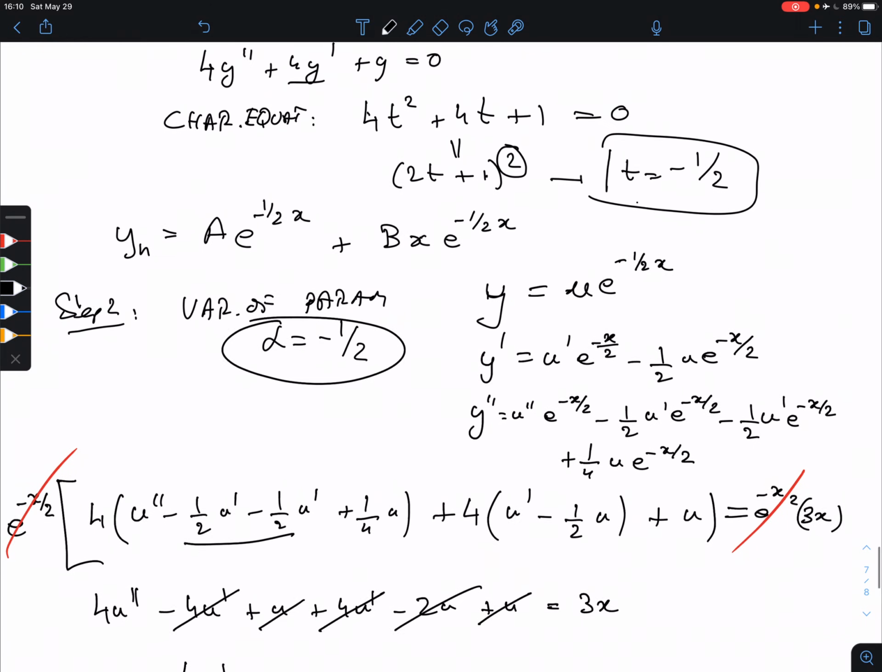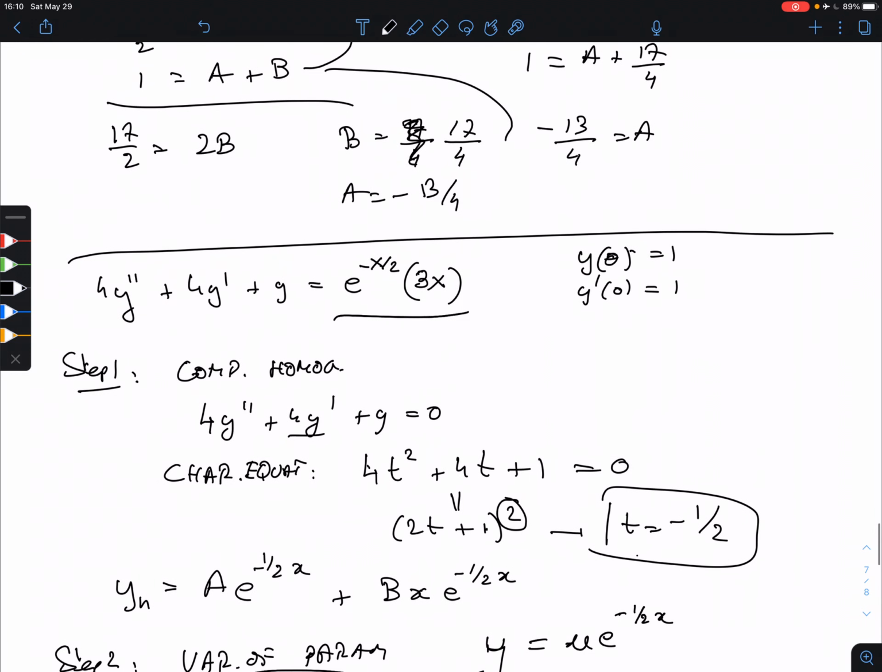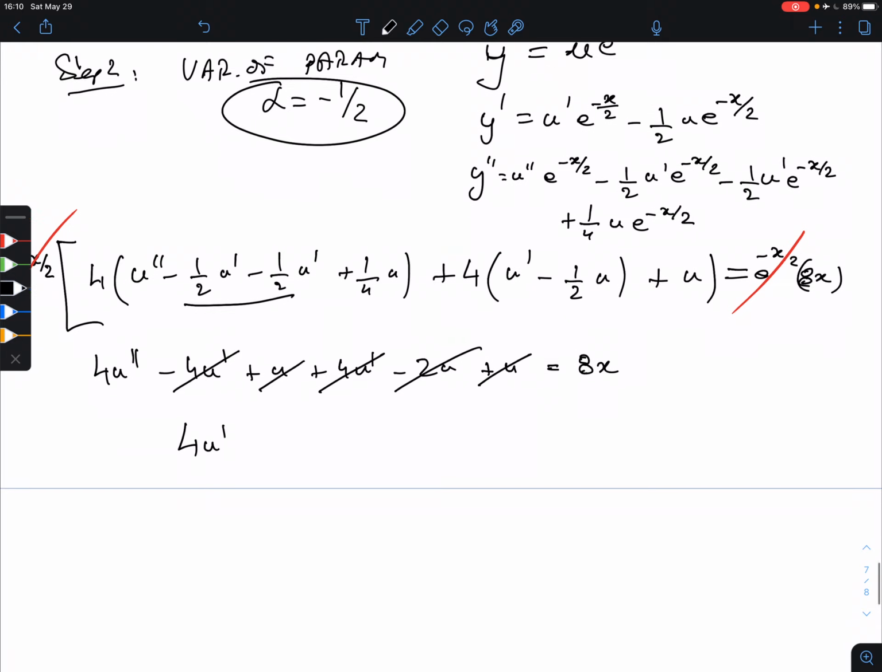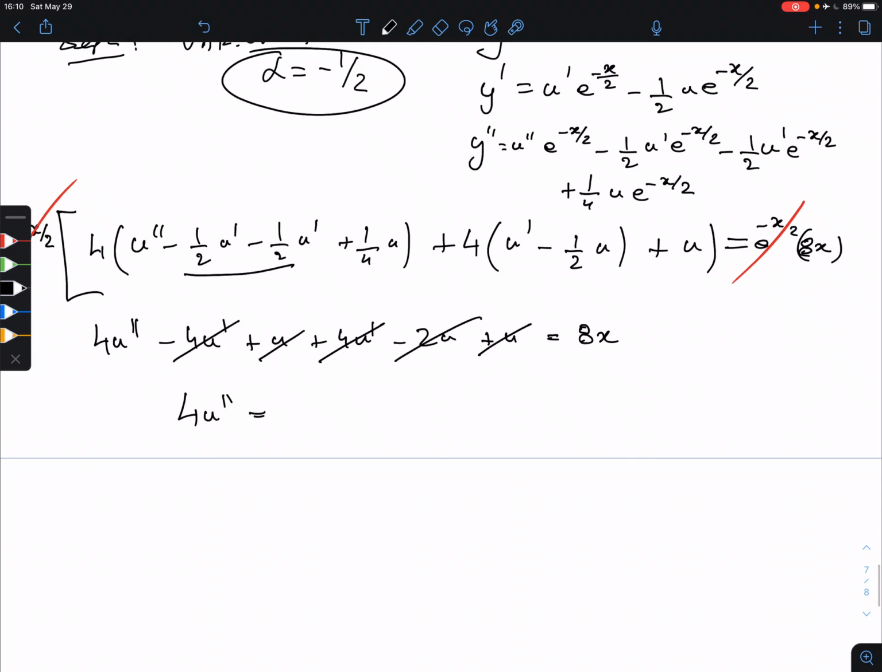Now, I said I'm going to change the numbers a little bit to make them nicer. So this was supposed to be an 8, guys. Yeah, okay. Nobody saw that, okay? That was an 8. So 4u double prime is equal to 8x, so that means u double prime is equal to 2x.